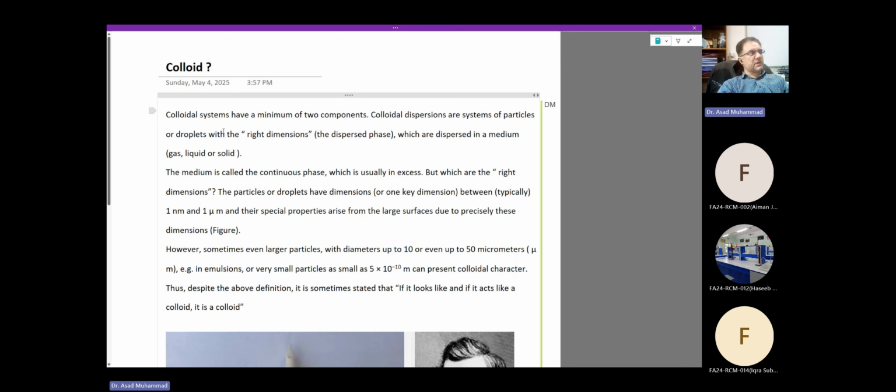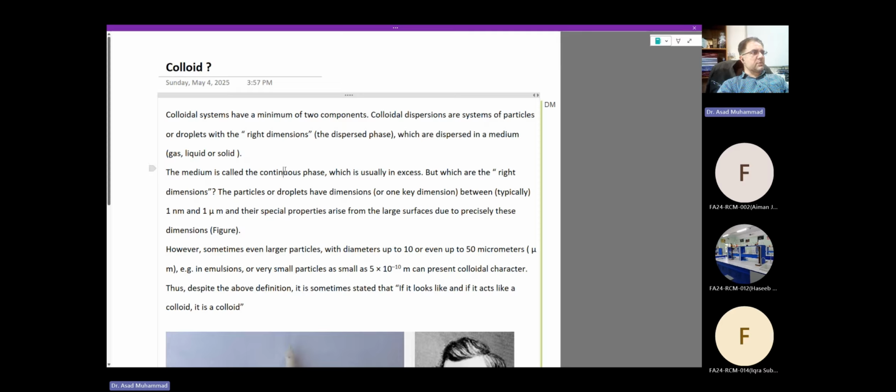So if we have the right dimension for the dispersed phase, and then we have a dispersion medium, for example, gas, liquid, or solid, then we will call it a colloid. But obviously, if the properties are changing, then we will still call it a colloid. So the medium is called the continuous phase. That is the medium which is present in excess. But the other one, which is present in smaller amount, but obviously the surface area is large, the particle size is small, that is called the dispersed phase. ठीक है ना?